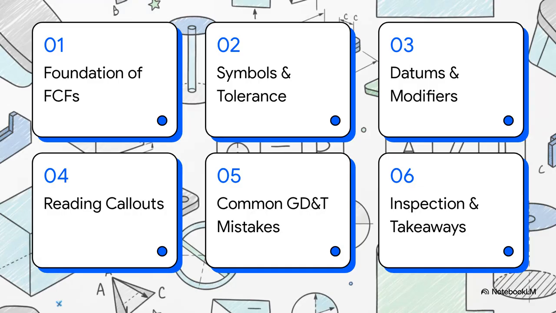So, here is our game plan for this explainer. We're going to break down the foundation of these control frames, look at the symbols and tolerance zones, figure out datums and material modifiers, practice reading some real-world callouts, and then cap it off by showing you how to avoid common mistakes, plus some really cool inspection takeaways.